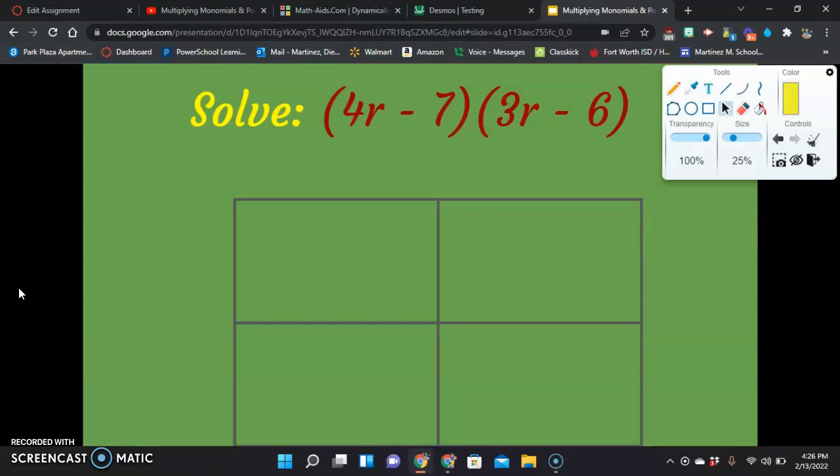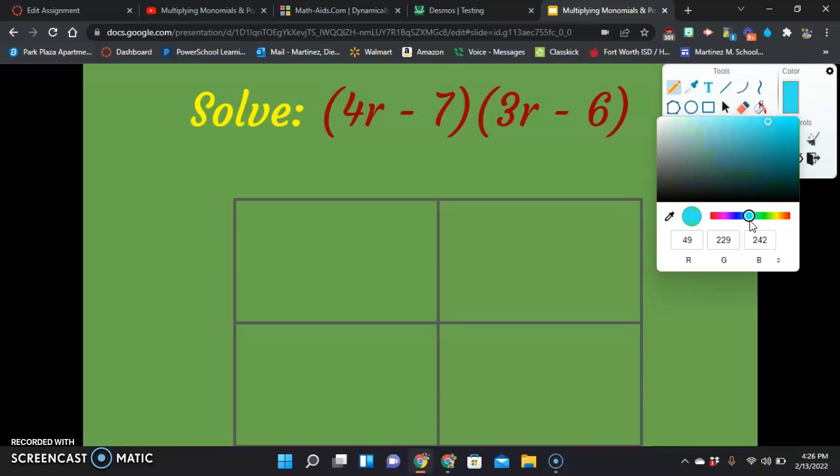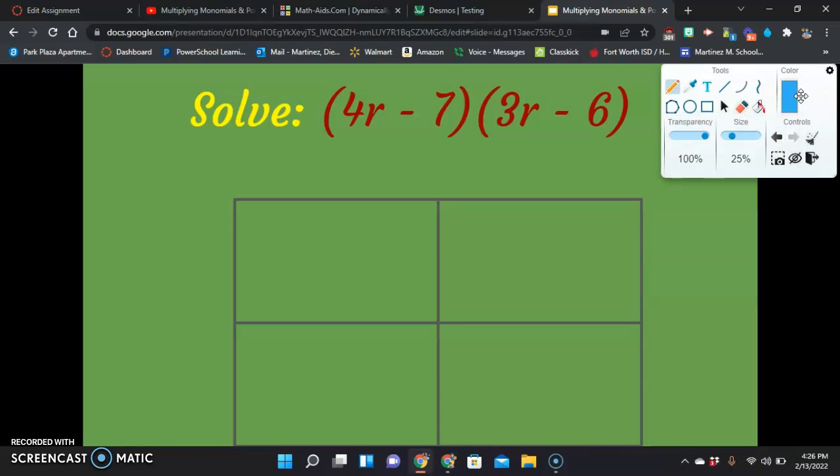On Tuesday's worksheet, you're going to have a problem similar to this or a different one, but it's going to be done the exact same way. In adding and subtracting polynomials, we learned that any symbol in the middle between the parentheses meant either adding or subtracting. Now, in this case, there is nothing in the middle except for parentheses. So that means multiply only.